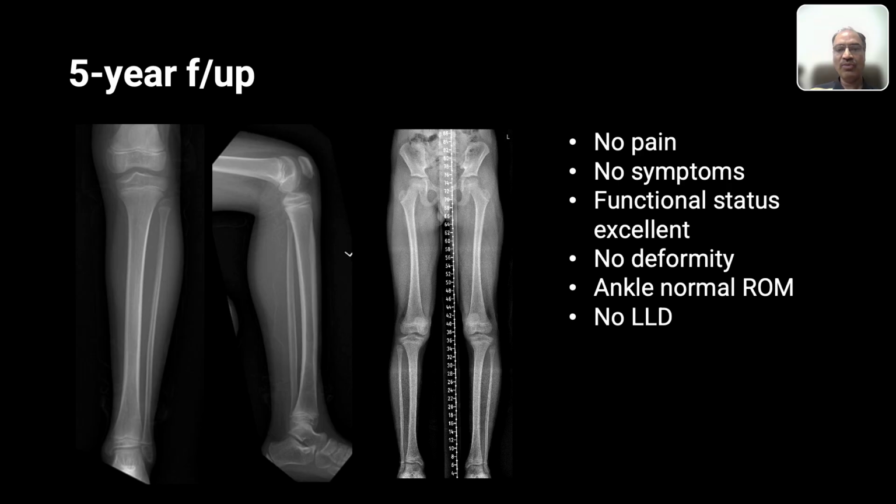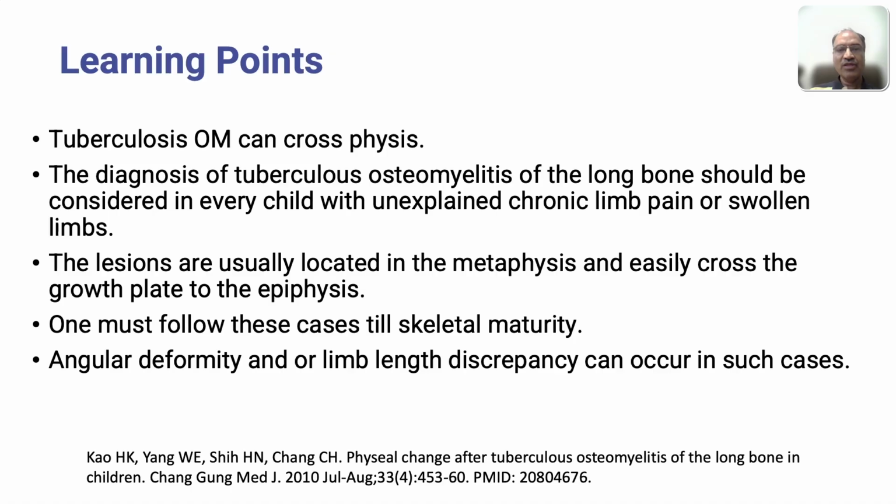This is a 5-year follow-up. It's got no limb-length discrepancy. Next slide. So the important learning point for tuberculosis osteomyelitis is that it can cross the physis, but you need to follow it for limb-length discrepancy and angular deformity in such cases.